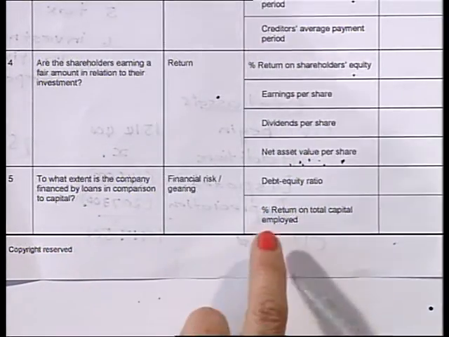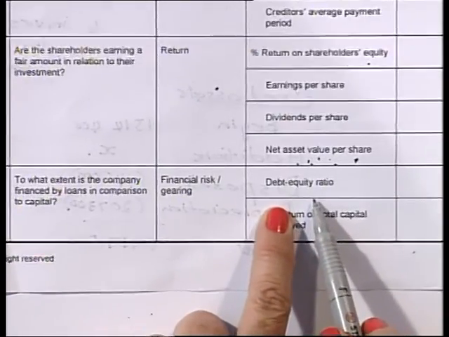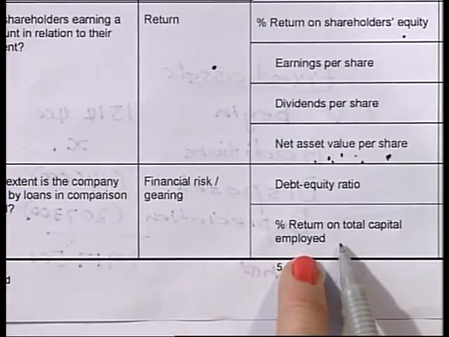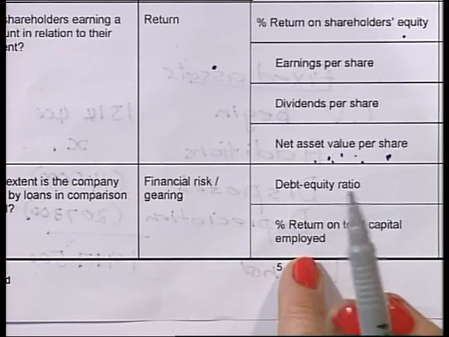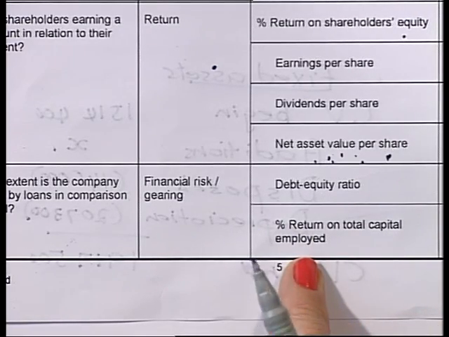Then the next one is always in the exam, the debt-equity ratio and the return on total capital employed. Here I can see, will we be able to borrow money on the long term? Will the bank grant us a loan? So now we're going to start to do the ratios.